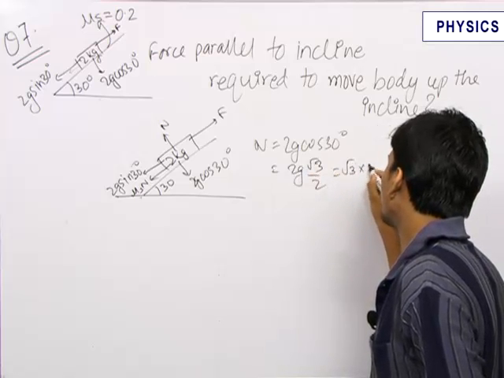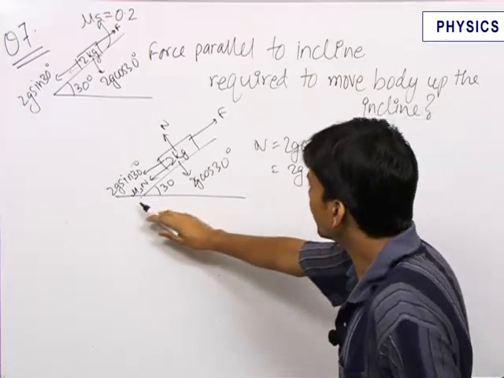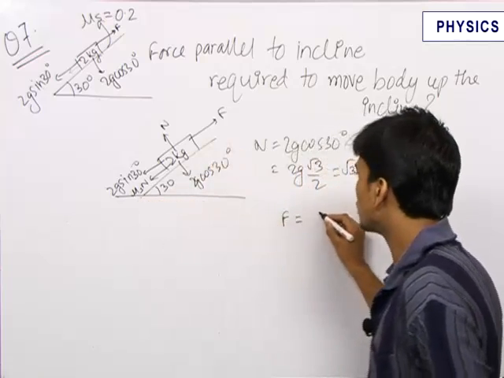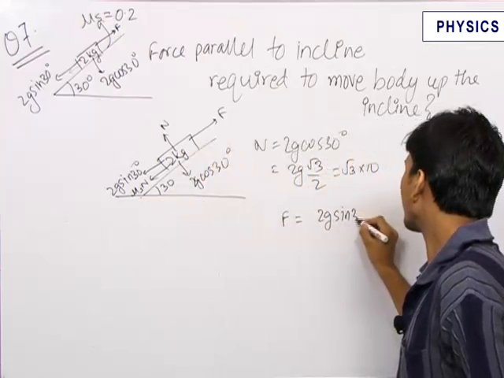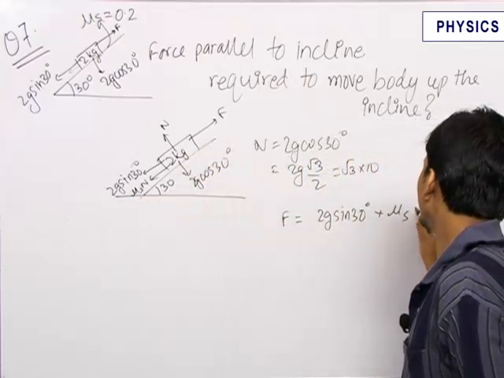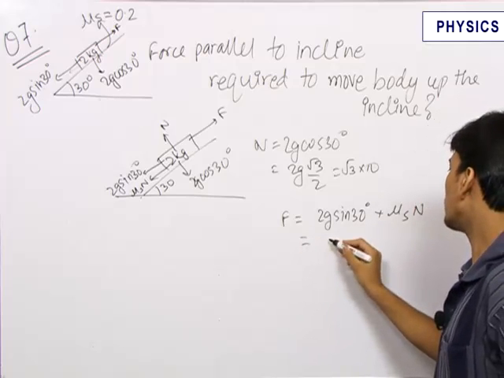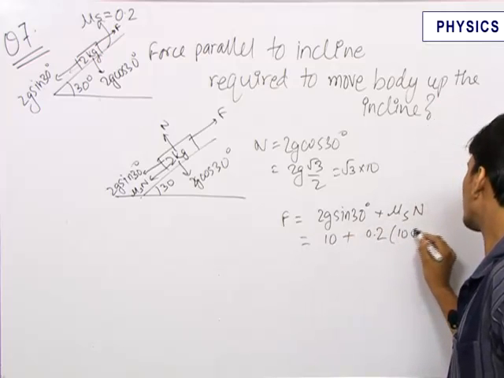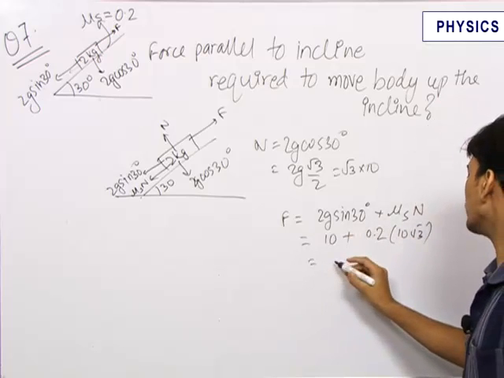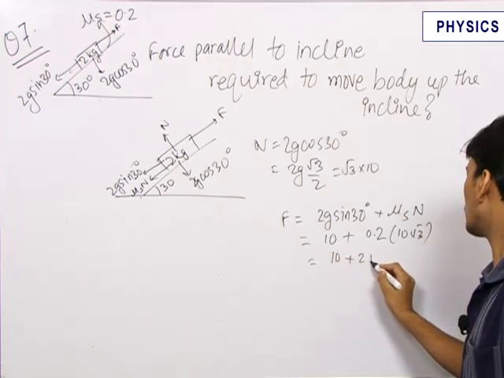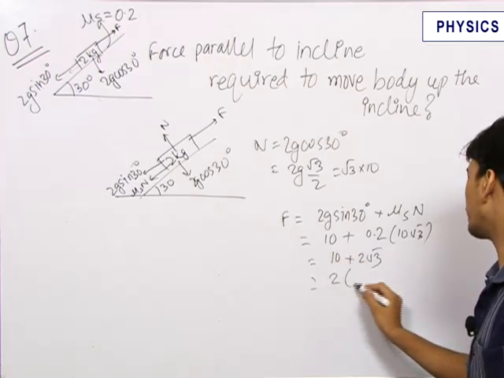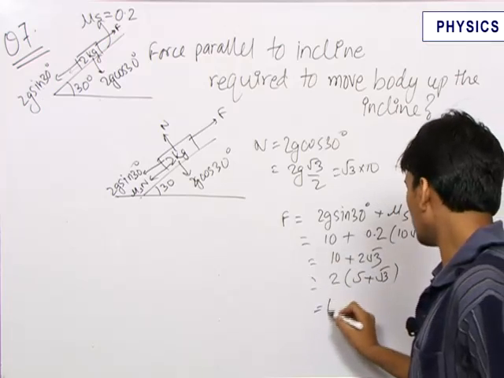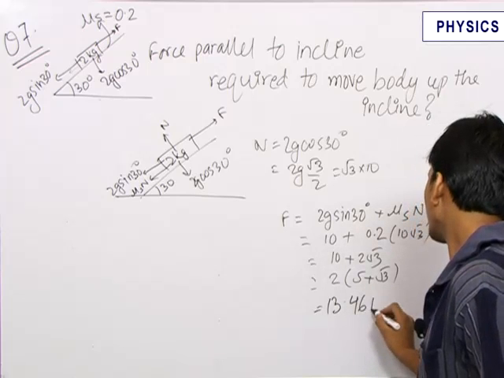Now we know that friction is equal to mu s into N, therefore the force is equal to 2g sin 30 degrees plus mu s into N. This is equal to 10 plus 0.2 into 10 root 3. This is equal to 10 plus 2 root 3. This is equal to 2 into 5 plus root 3, which is equal to 13.46 newtons.